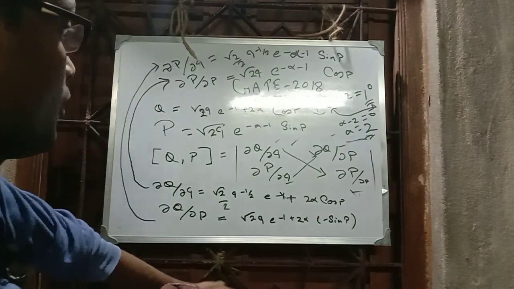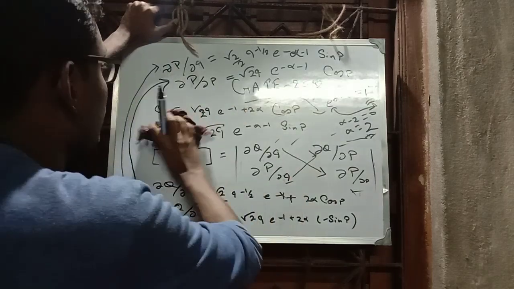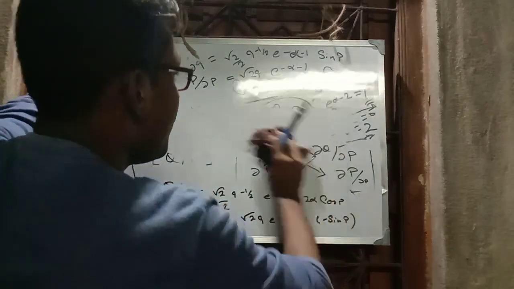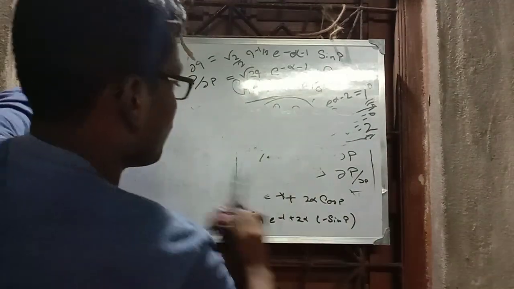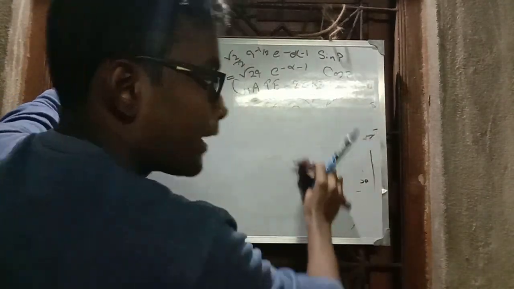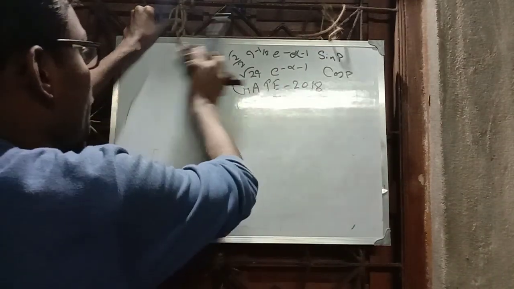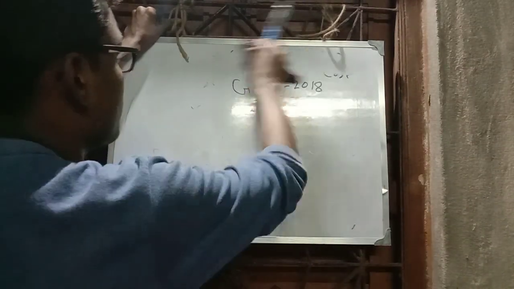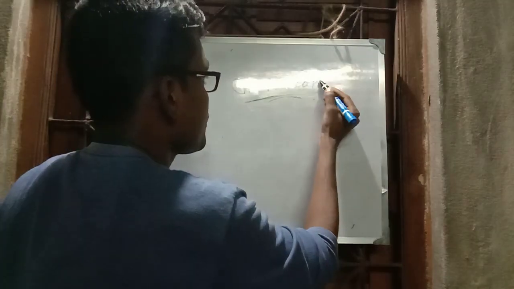Okay, now another problem, of GATE 2019. It's a very similar problem. Very similar problems come in the GATE examination. We just have to remember how to find the Poisson bracket and how to solve the Jacobian matrix. That's it. So the 2019 question is like the same question, with just some modification.